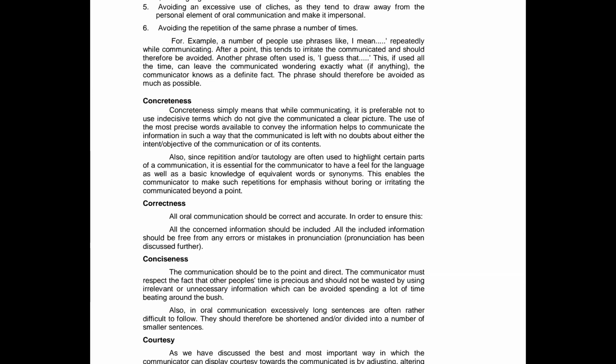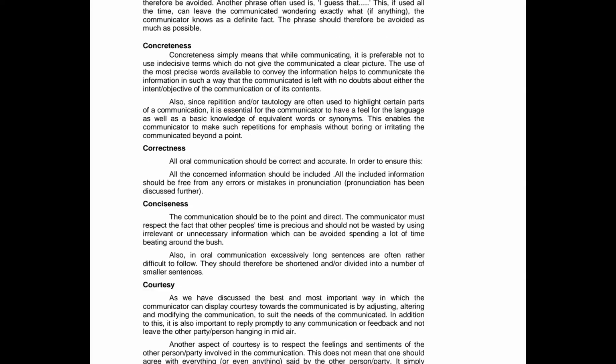Let me quickly lead you to concreteness. Concreteness simply means that while communicating, it is preferable not to use indecisive terms which do not give the communicator a clear picture. So the use of the most precise words available to convey the information helps to communicate the information in such a way that the communicator is left with no doubts about either the intent, objective of the communication, or of its contents.